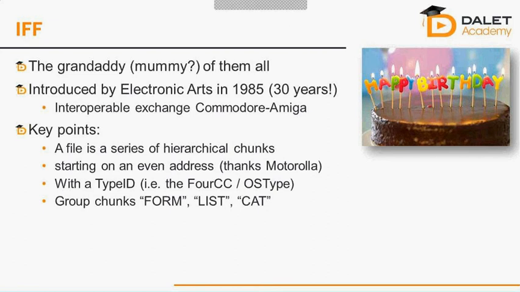This is where the 4CC codes come from. The 4-character code was essentially the identifier on those chunks. So group chunks like form, list, and cat still exist. And we'll talk more about chunks a little bit later. So IFF kind of kicked it all off.